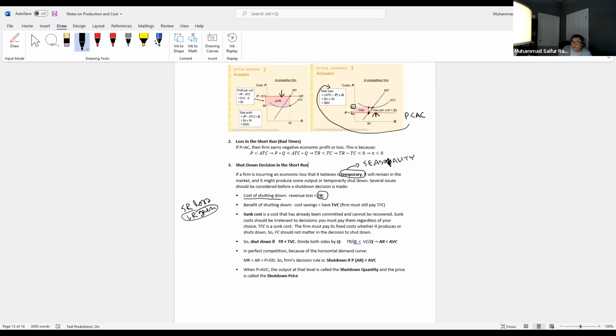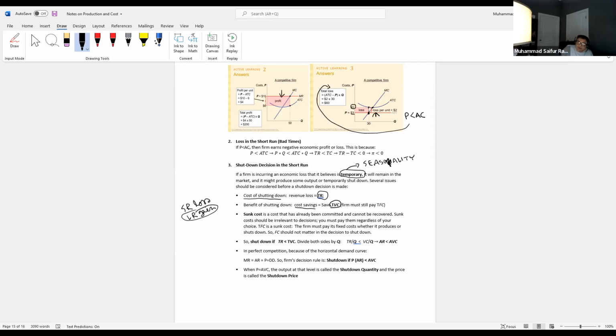There is a benefit, right? If you shut down, you basically save your cost. You save the total variable cost, which is the cost of hiring the variable inputs in your production process, like hiring workers and raw materials. If a firm does not produce, it does not need to buy those variable inputs. So shutting down has a cost and a benefit. The cost is the revenue loss. The benefit is the cost saving.